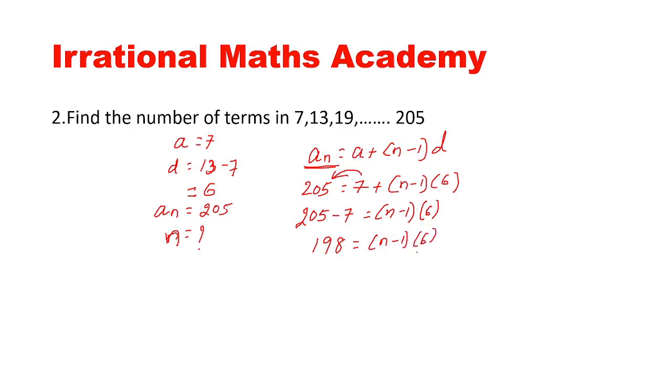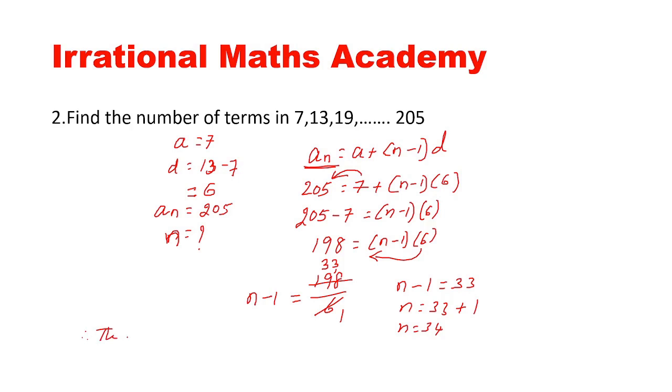Now N minus 1 and 6 are both in multiplication, right? I'll transpose this 6 to this side. So this becomes 198 by 6 equals N minus 1. Instead of this side, I'll write it on the left-hand side. 6 table: 6 3s are 18, 1 left, 1 and 8, 18 again. 6 3s are 18. So what did I get? N minus 1 value is 33. N equals 33 plus 1. So N equals 34. Find the number of terms.